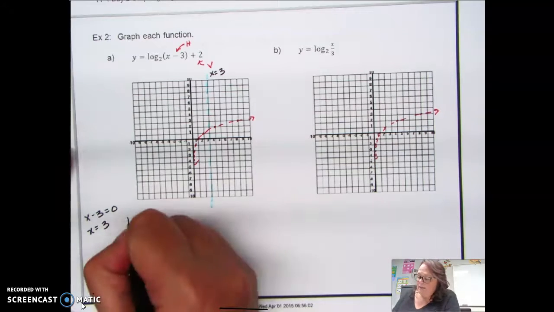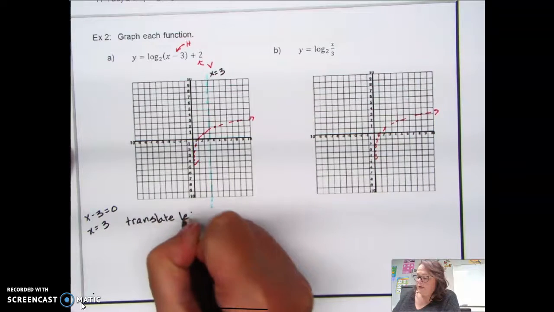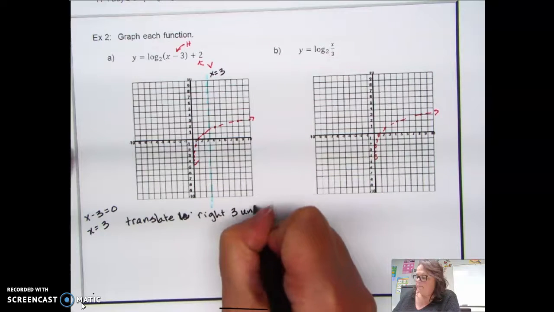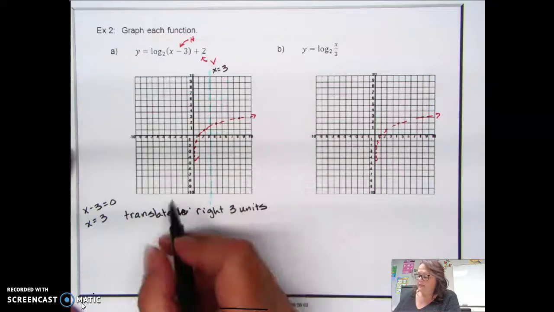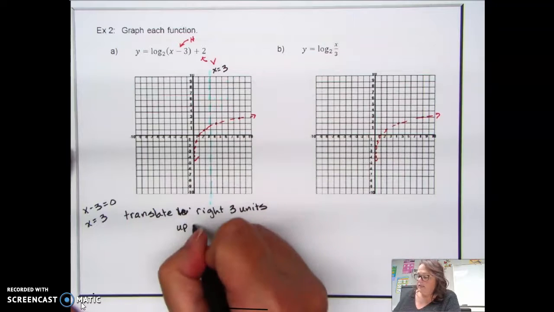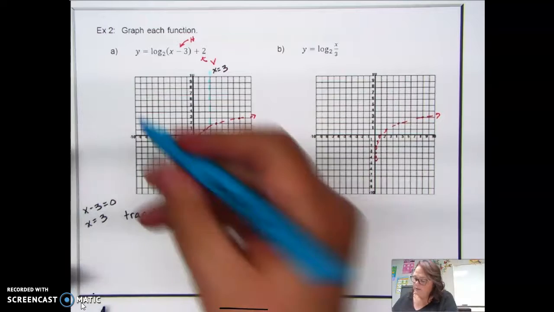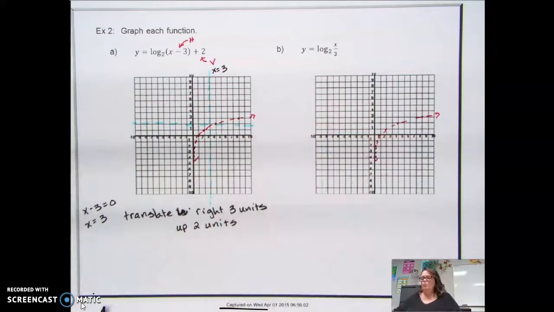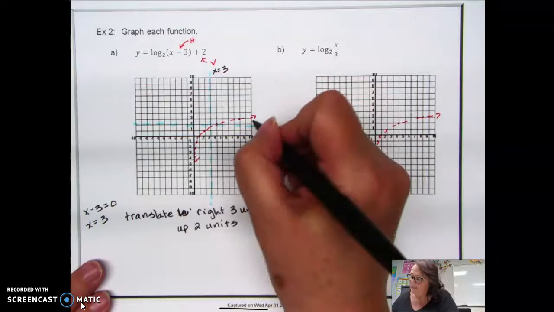Okay, so that means that we translated to the right 3 units. And then the plus 2 is vertical, and we love vertical because it is what it is. And so that means we're also going to translate up 2 units. So that means we have a new x-axis right here. And so we could do everything that we normally do from this new origin, or I could literally just move each point to the right 3 and up 2.